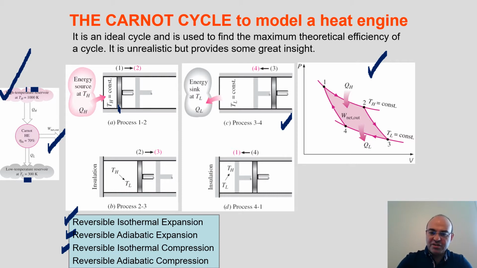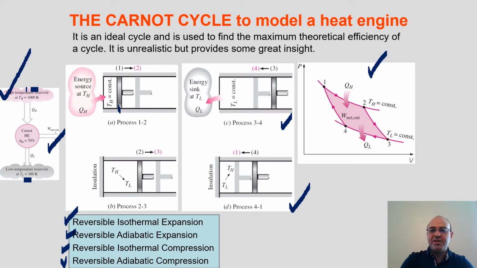Then we get to process 4 to 1, and from 4 to 1 the temperature TL is going to jump back to TH in order to reach point 1. So process 4 to 1 is also reversible, and it is adiabatic compression. During process 4 to 1, as you see, the system is insulated, so it's adiabatic. As a result of compression, the temperature gradually increases from TL to TH. So the 4 to 1 process is reversible, adiabatic, and therefore also isentropic, or entropy constant.